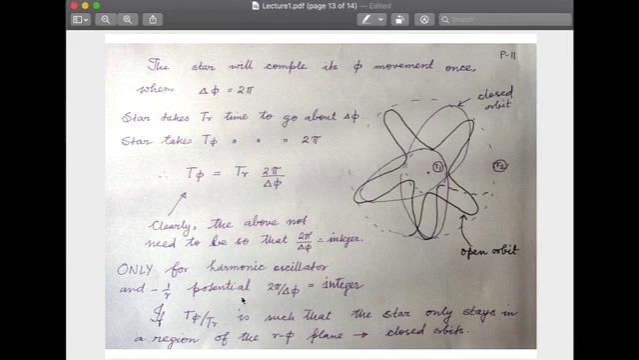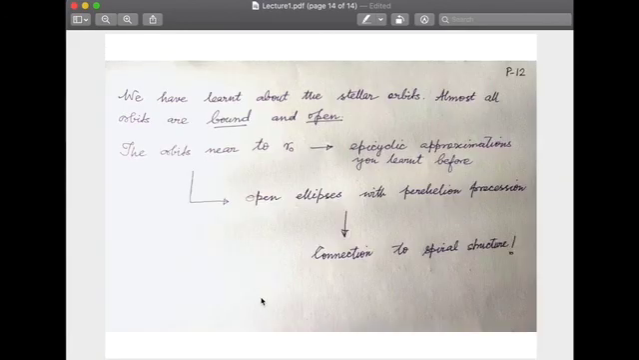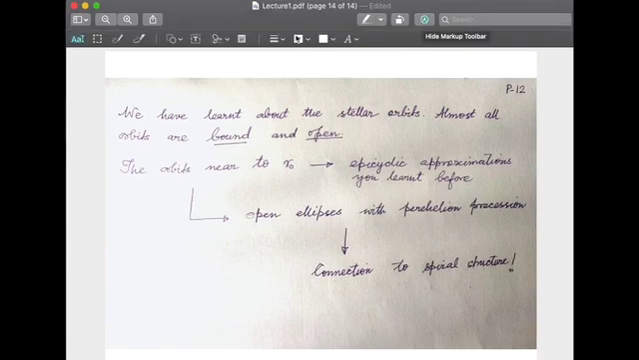Okay, so that's all that I had to tell you today. We have learned about the stellar orbits. We have learned that there are orbits which are bound, and there are orbits which are unbound. Now, most of the orbits in a galaxy are bound. That's why the star stays in the galaxy. It doesn't fly off from the galaxy. Most of the orbits in a galaxy are also open orbits. So they don't close. And that has a very interesting consequence.